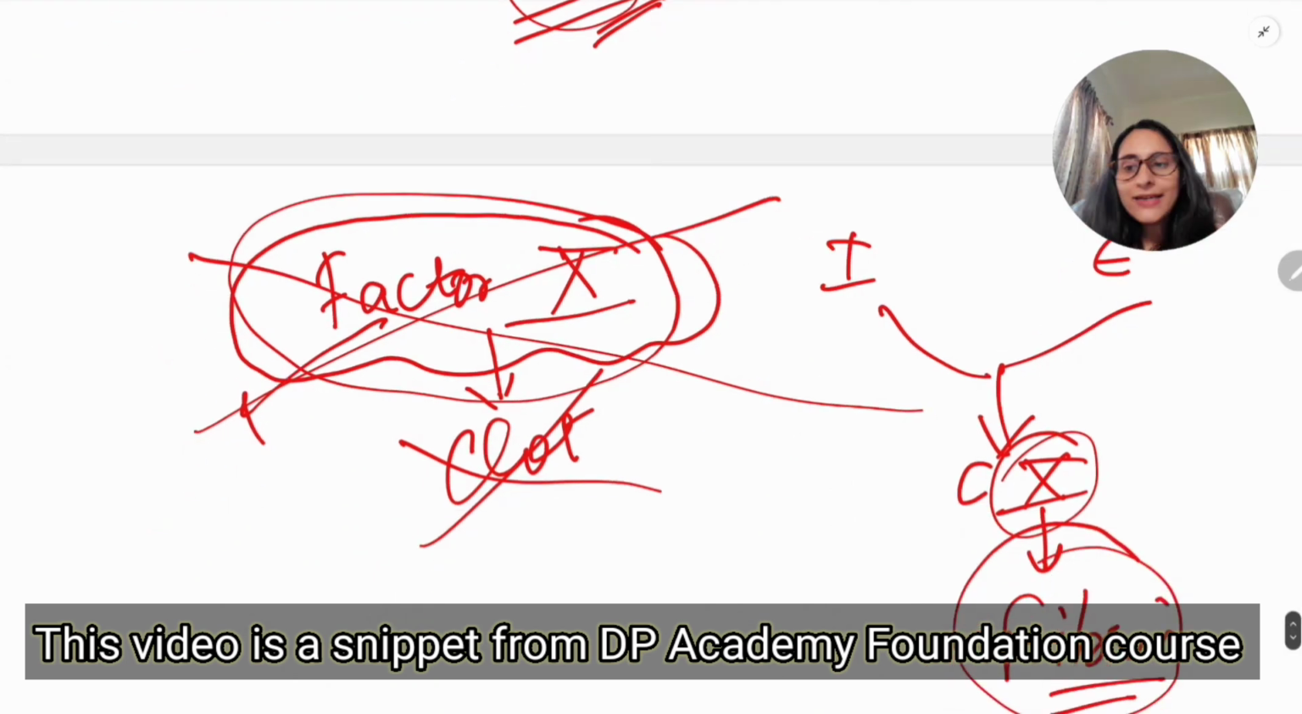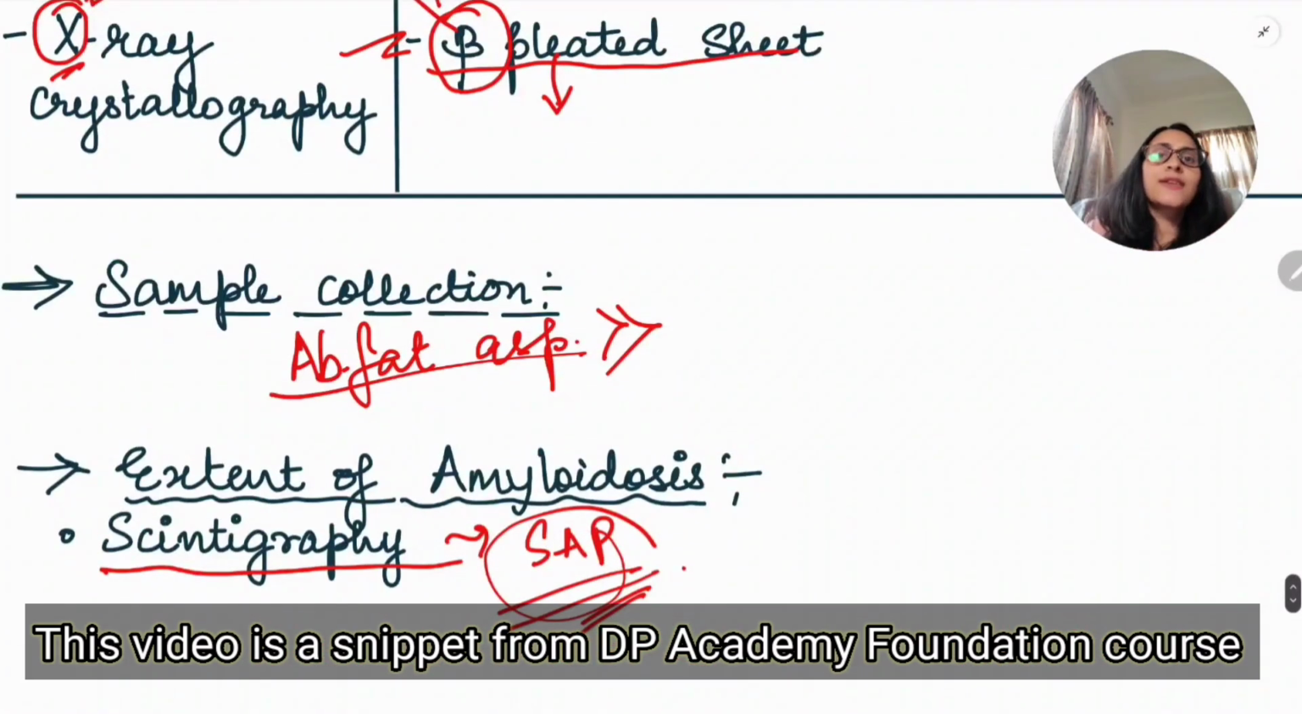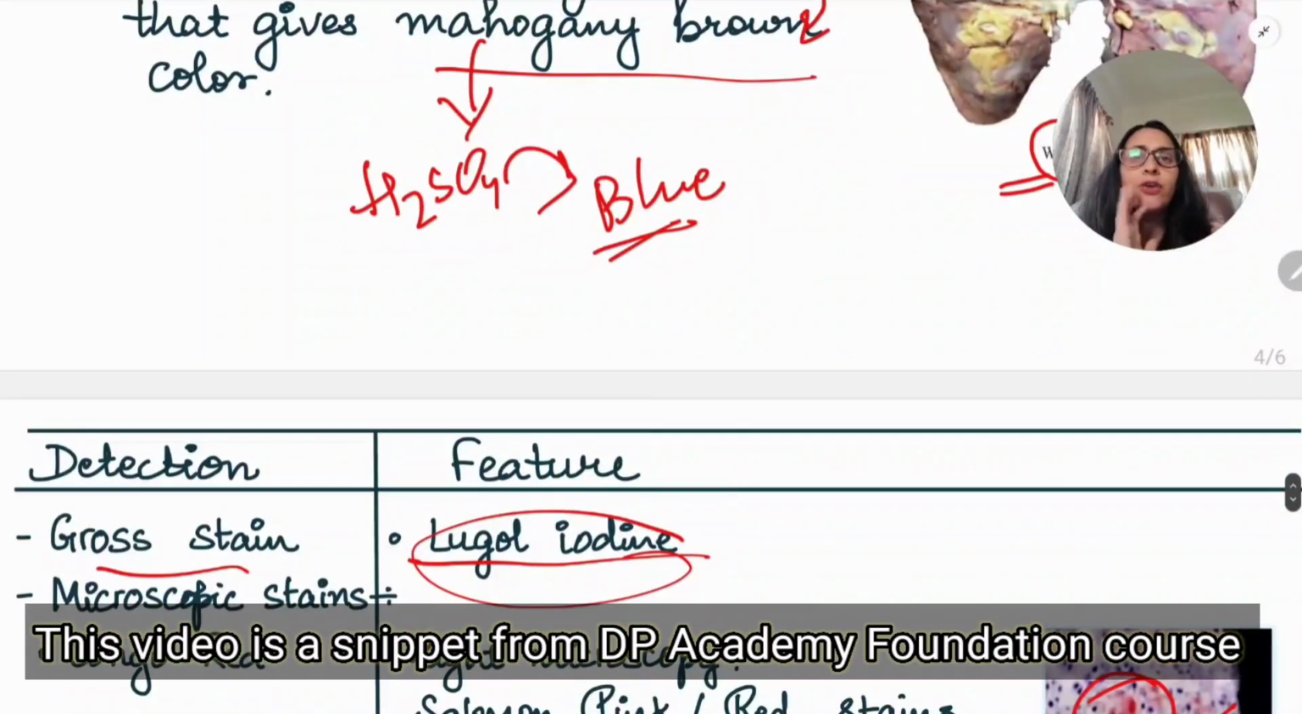That is due to adsorption of factor 10 on the surface of amyloid. Therefore, these people will have a deficiency of factor 10, and therefore they will have the bleeding manifestation, because clot is not formed, because the common pathway is not formed. So clinically, they will show bleeding manifestations. So this is about amyloidosis.